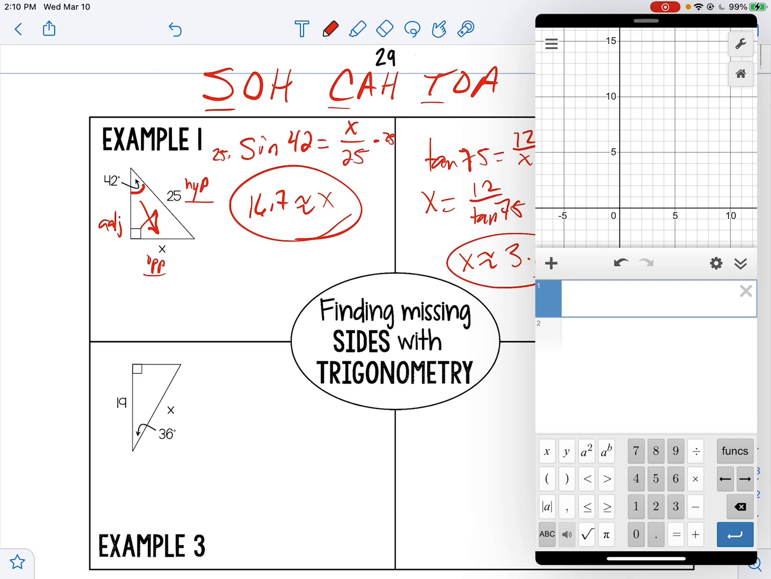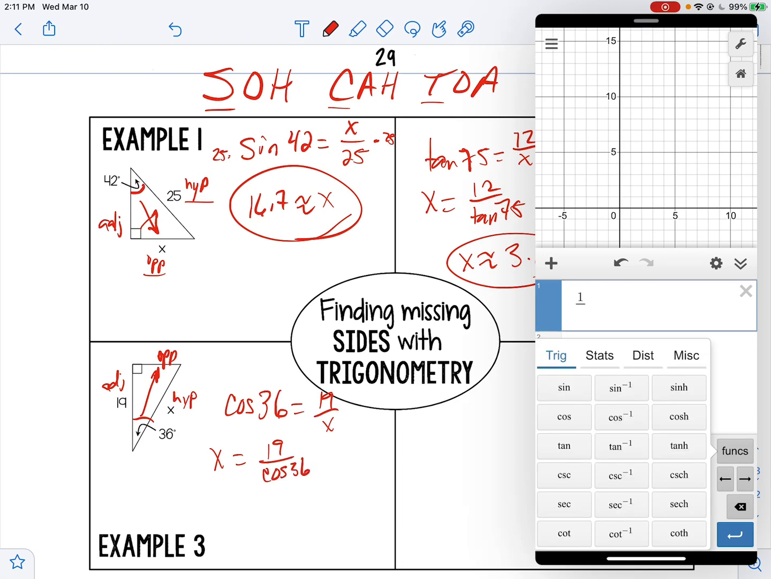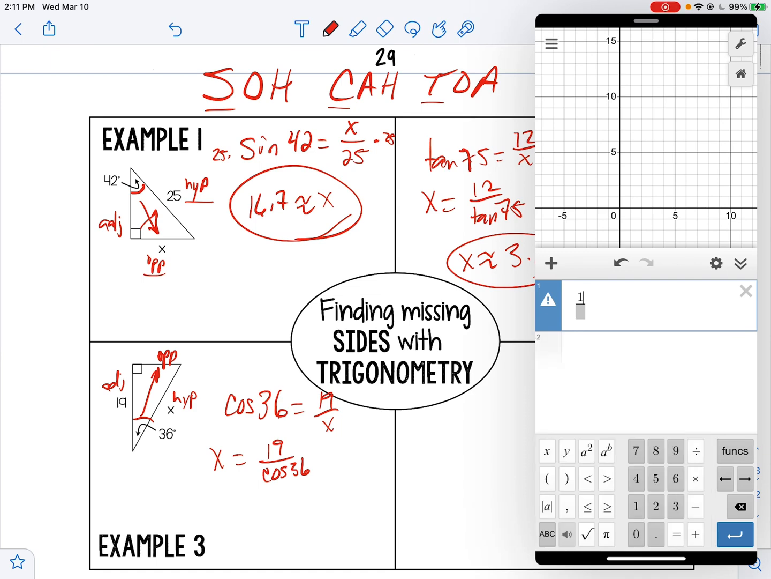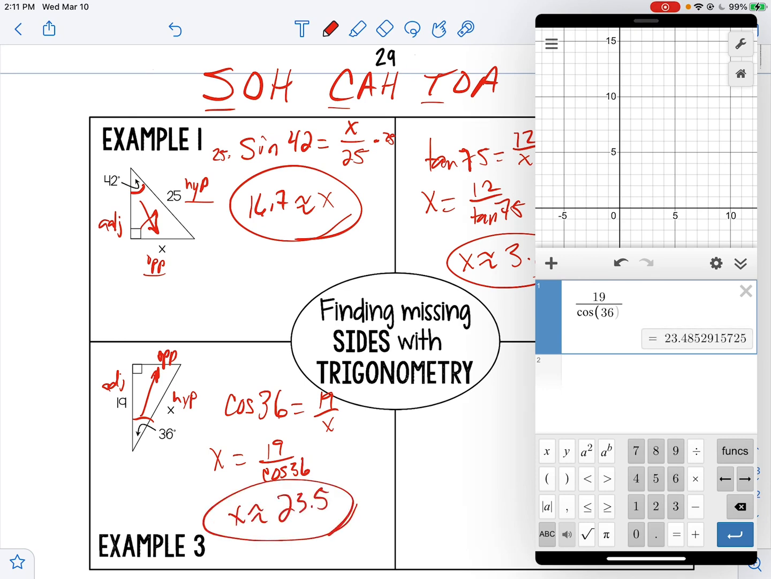All right, here we are. Let's roll it. We got this one. Over here is opposite, so that makes this one adjacent. This one is the hypotenuse across from the 90. So I'm dealing with adjacent and hypotenuse, so that's the cosine of 36 equals the adjacent 19 over x, the hypotenuse. Let's do the one-ratio switch. X equals 19 over the cosine of 36. So 19 divided by the cosine of 36. So x is approximately 23.5 when we round to the nearest tenth.